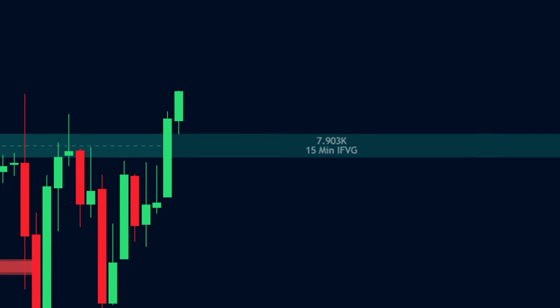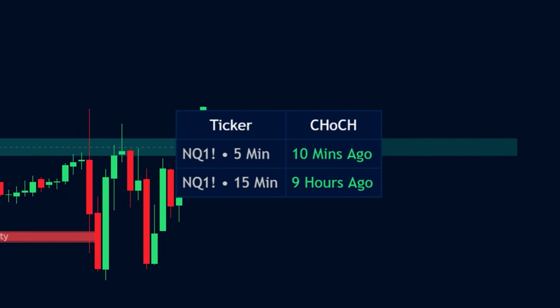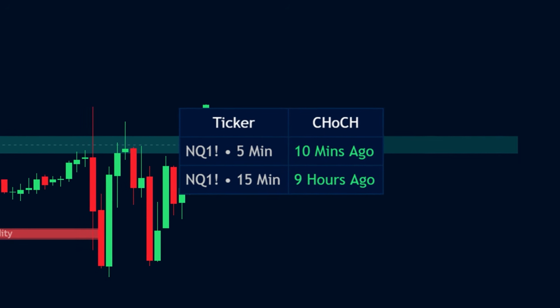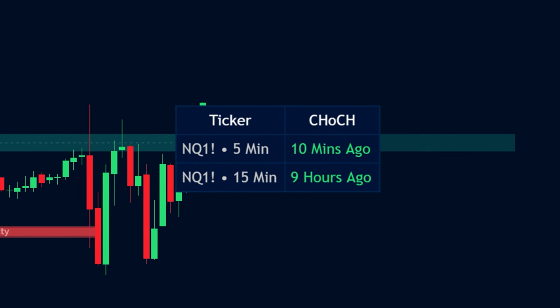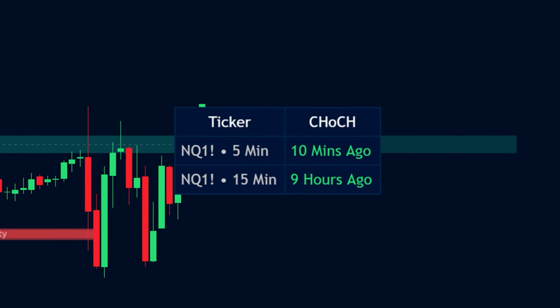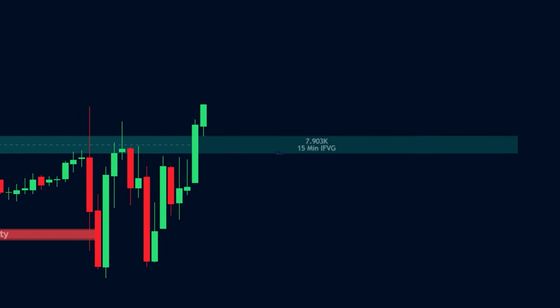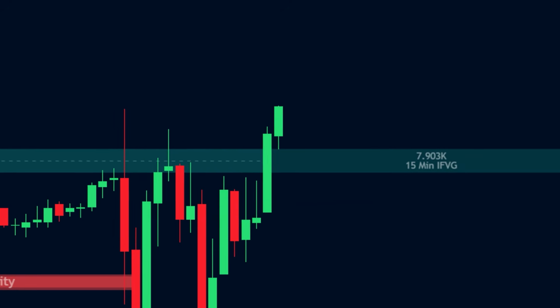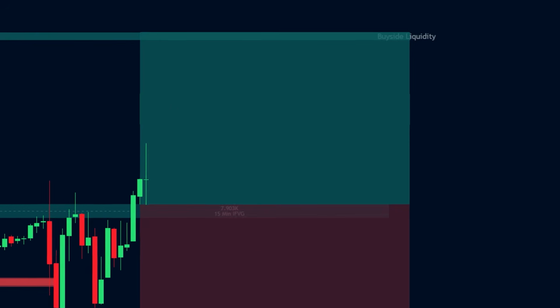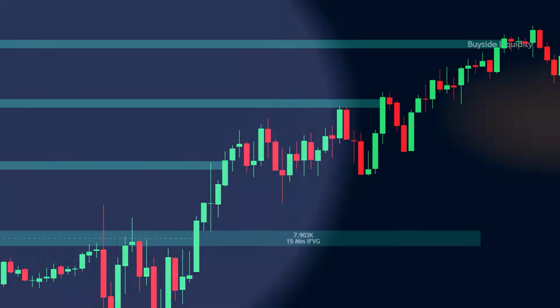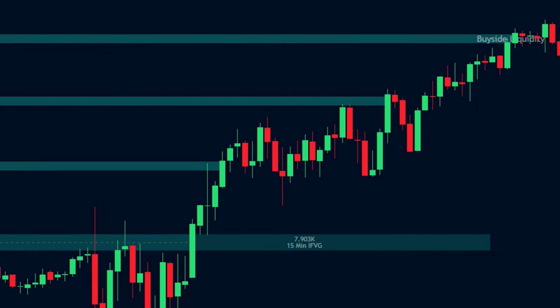You still need confirmation. That's where the price action toolkit screener comes in. It shows when price shifts structure across multiple time frames. In this case, a bullish change of character just fired on both the 5-minute and 15-minute time frame for NQ. Now, the setup is ready. Once price pulls back into the IFVG, take the buy. Place your stop at the recent low and target the buy-side liquidity levels above. This is a straightforward setup that happens every single day.